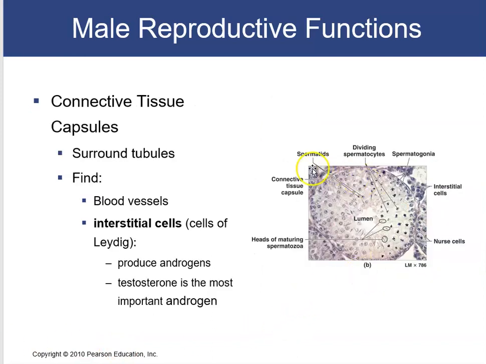Now here we're looking at a cross-section through one of the seminiferous tubules. And what we see around the seminiferous tubules, we will find a connective tissue capsule. And then around or associated with this capsule, we will find blood vessels. And then along the outside, we find some special cells known as interstitial cells, also called cells of Leydig. These are the cells responsible for producing the androgens or the male sex hormones, of which testosterone is the most important.